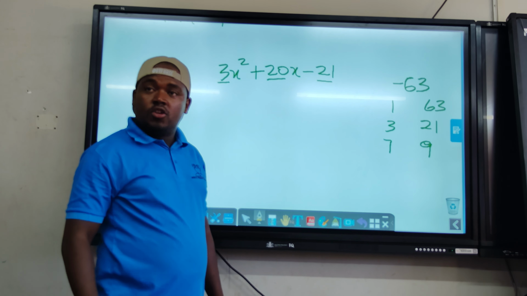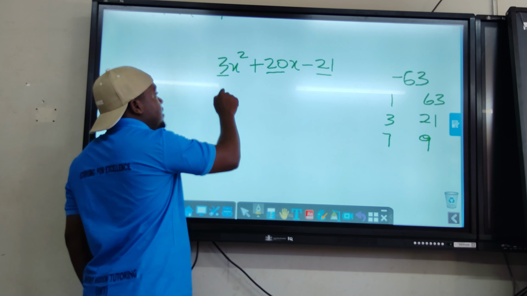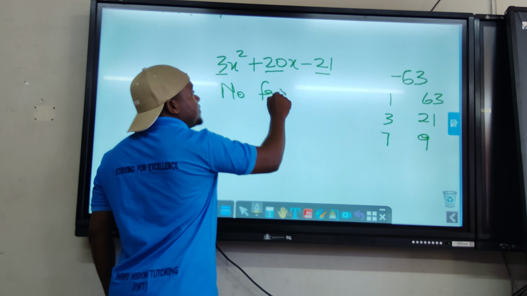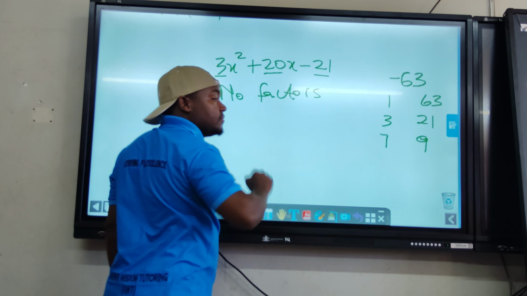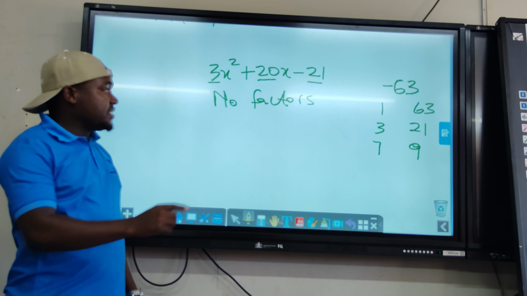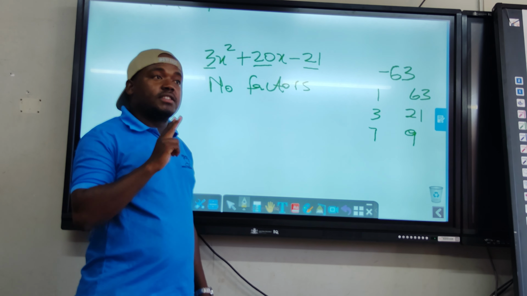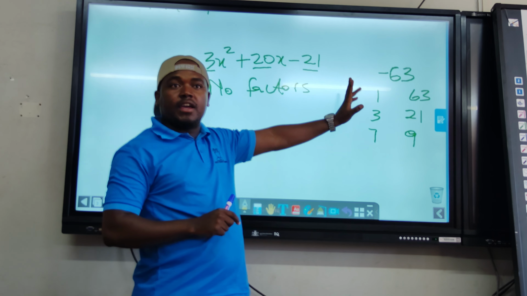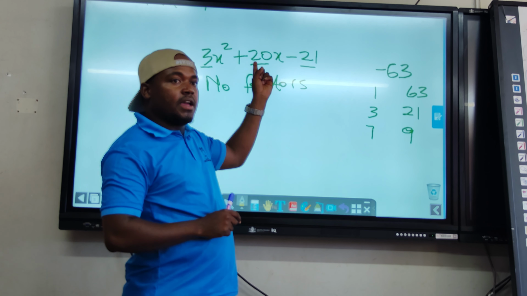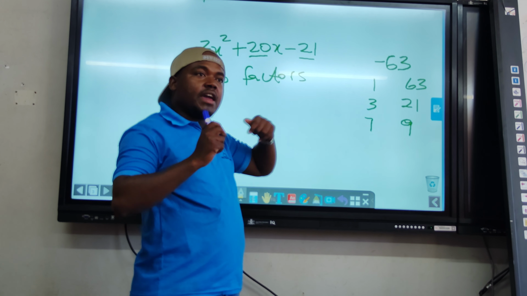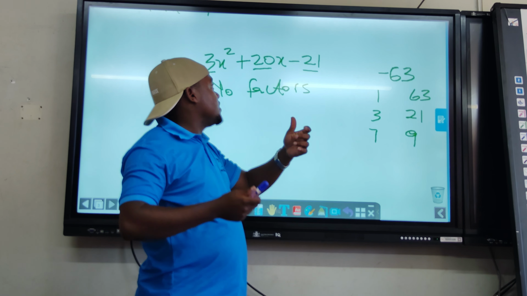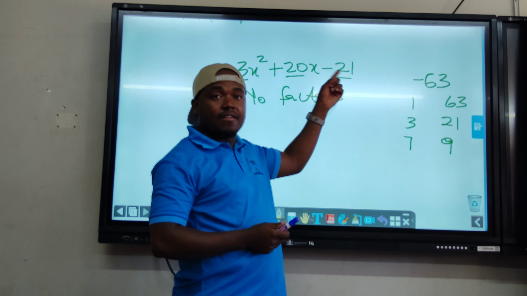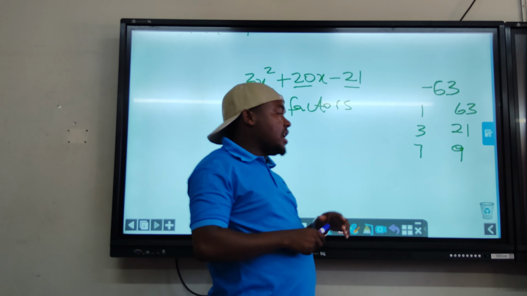There is none, right? So for your grade 10, it means that there are no factors. Because simply, there are two ways I can say there are no factors. When there is no pair that when I add or subtract will give me the middle number. And when I have a pair, but when I verify by adding and multiplying, it is not giving me back what I have. Then I will say there are no factors.